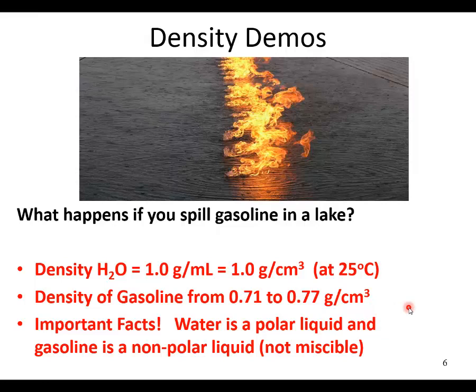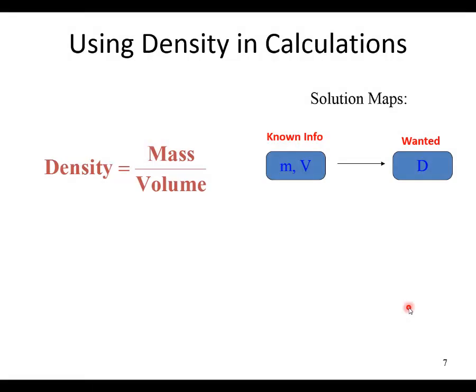Now, other density calculations we'll look at will involve more than just comparing density values to determine how density columns would layer or how one immiscible substance might layer on top of another. We're going to be using our formula for density: density is equal to mass over volume. If I know mass and I know volume, I can take the mass divided by the volume and solve for the density. So I could set up this type of solution map where I take the known information and find an unknown variable. Now, I should be able to solve for any of these variables, though.